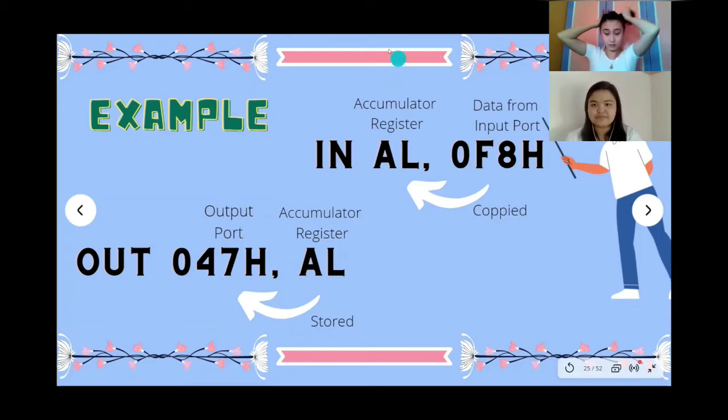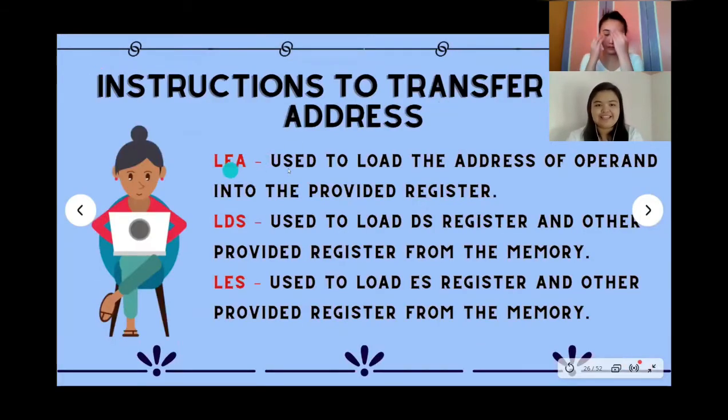So next. Instructions to transfer the address. LEA, used to load the address of the operand into the provided register. LDS, used to load the DS register and other provided register from the memory. This DS register is also called the data segment register. LES, used to load the ES register and other provided register. So ES stands for extra segment register.